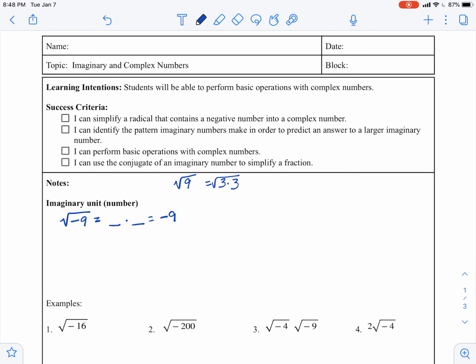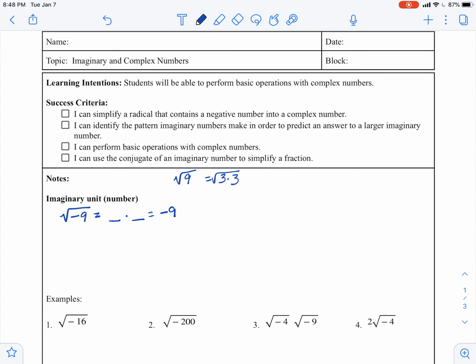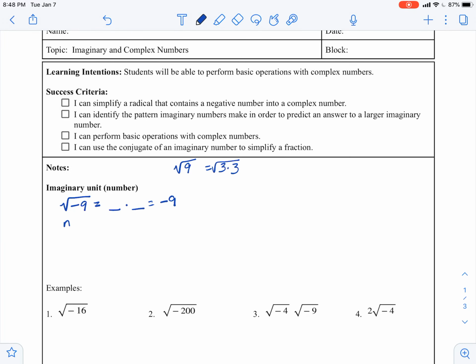Okay, well, the answer is there's no number that I can take by itself and get a negative. So, mathematicians had to figure out a way to get past this, because if this was the case, what we would say is no real solutions.